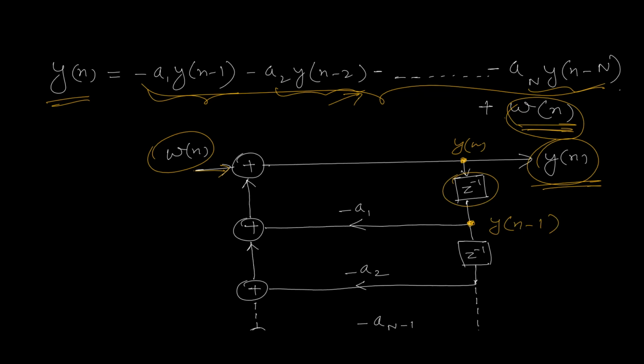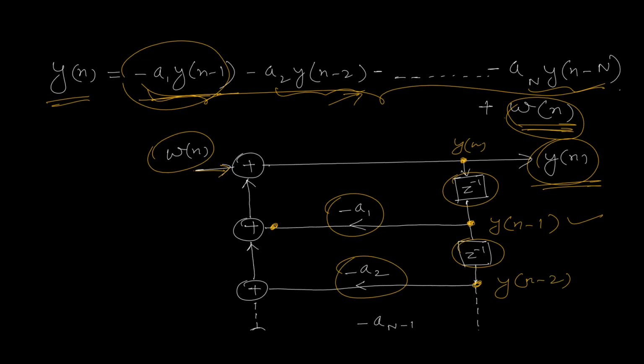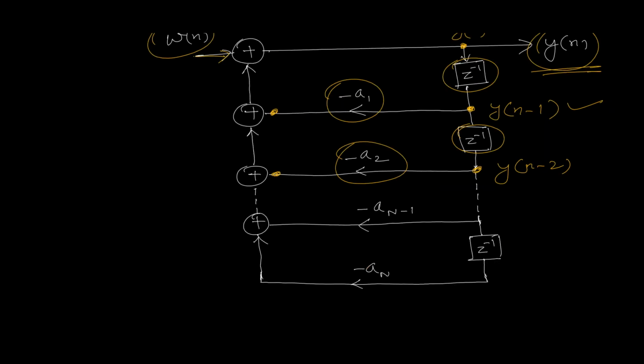This y of n minus 1 will get multiplied with minus a1, as you can see, and at this point we get minus a1 multiplied with y of n minus 1. The same way we'll introduce another delay, so this becomes y of n minus 2, and this will get multiplied with minus a2. In a similar way, at this point we'll have the delay y of n minus capital N plus 1, because this is 1 unit before the final value.